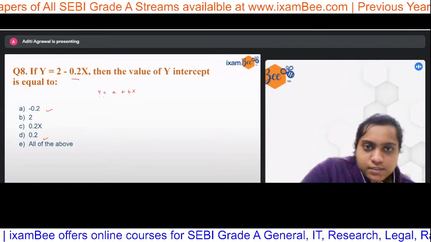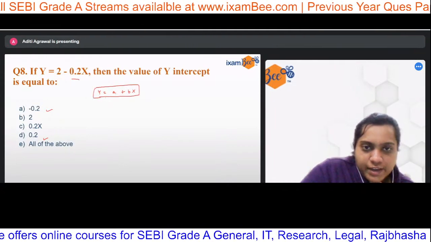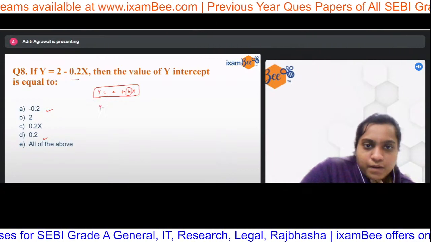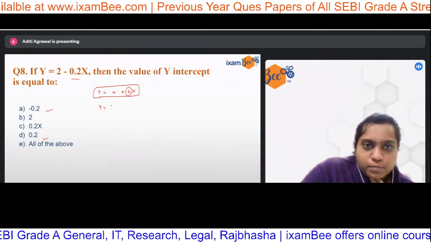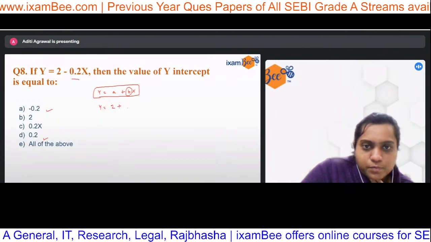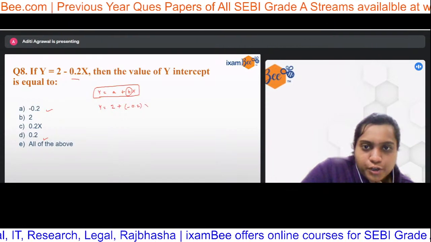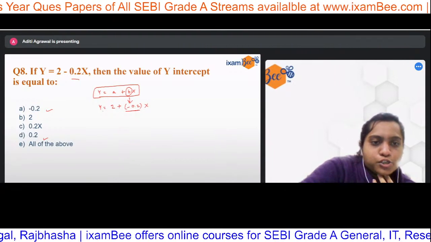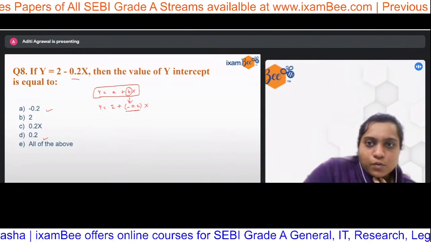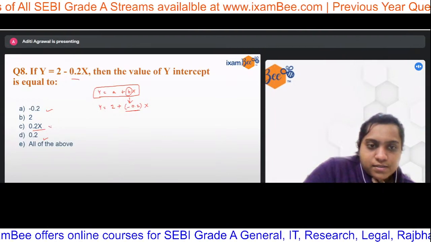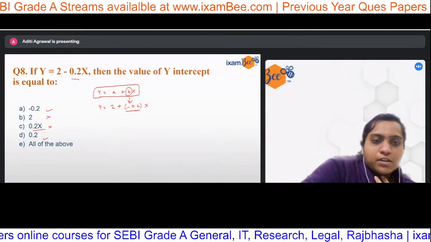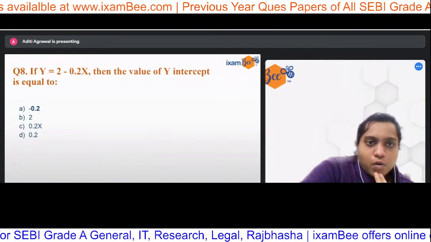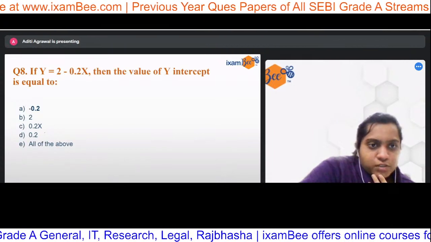See, I am taking a standard form of the regression line, right? But the b could be positive or negative, right? So if my y is equal to 2 minus 0.2x, that means this can be written as 2 plus minus 0.2x, right? So the value of b is minus 0.2, and it's only asking for the y-intercept. That's why minus 0.2 is not right, 0.2x is not right, right? So the correct answer is 2. Okay, moving to the next question.